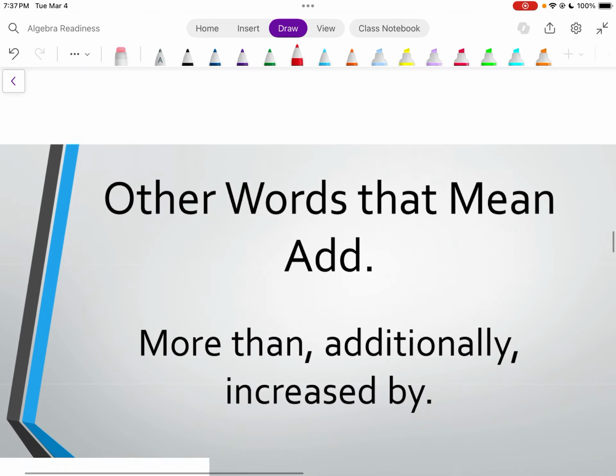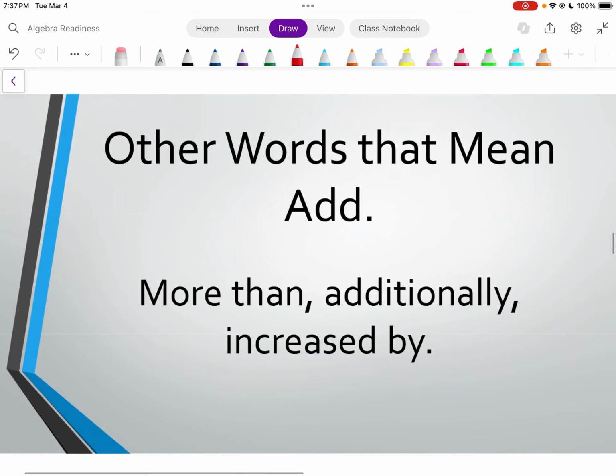Then next we have other words that mean add. Sometimes we might say more than. So if it's 2 more than 6, we would do 6 plus 2. Additionally, we have additional or additionally. And then increased by would also mean we would add.